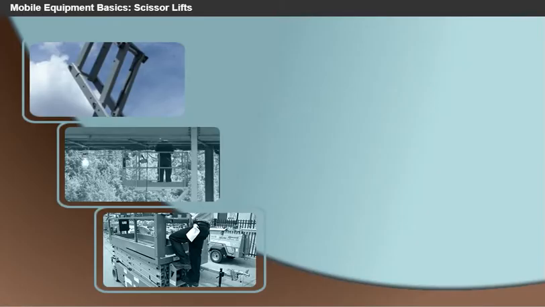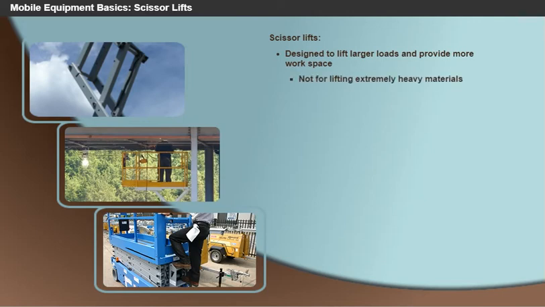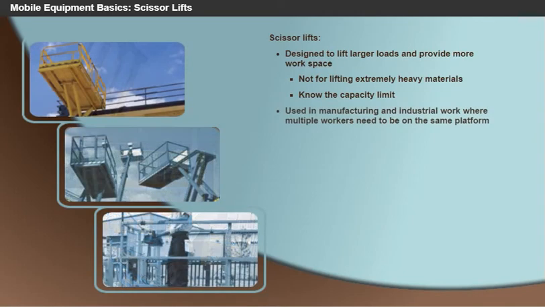The other type of mobile equipment commonly used is the scissor lift. Scissor lifts are designed to lift larger loads and provide more workspace than other aerial lifts, but they are not designed for lifting extremely heavy materials. Know the capacity limit of any lift you use, whether aerial or scissor lift, and do not exceed this rated capacity. Scissor lifts are often used in manufacturing and industrial work, where multiple workers need to be on the same platform.